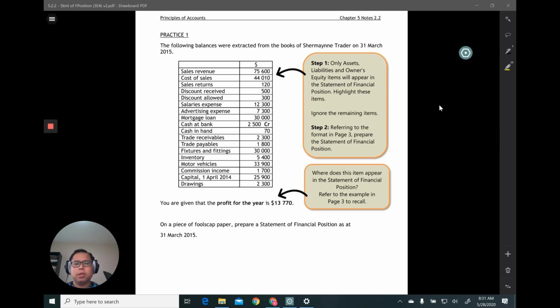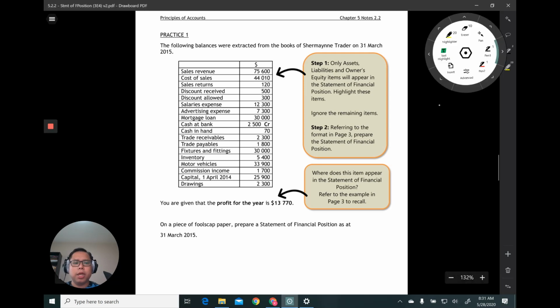All right. So, in a typical question, you would have this list of balances. I will also loosely call them a trial balance because it's not a trial balance yet. But if you actually try and do a trial balance out of this, you realize that the debits and credits will be the same. Now, step 1 says there, only assets, liabilities, and owner equity items will appear in the statement of financial position. Highlight these items. So I'm going to go ahead and do that.